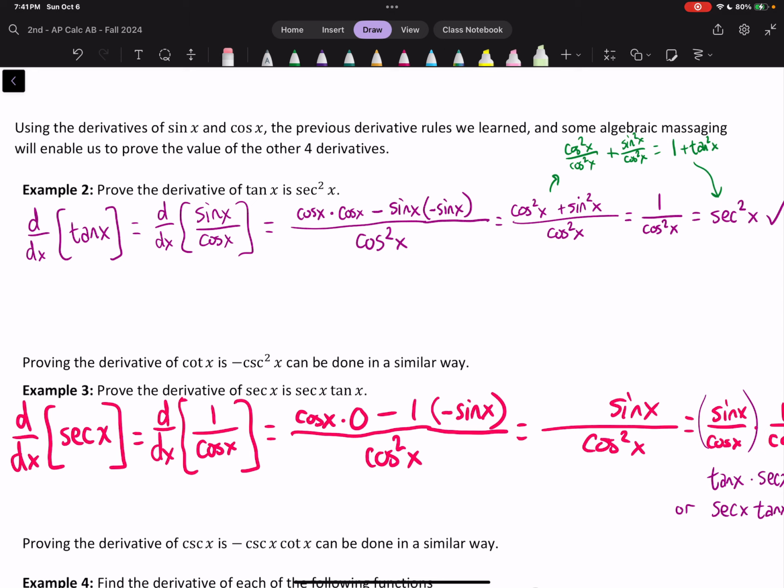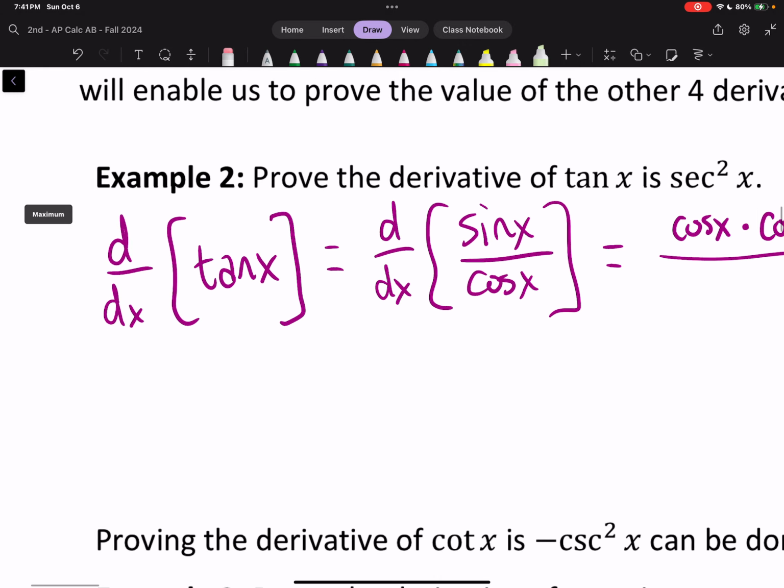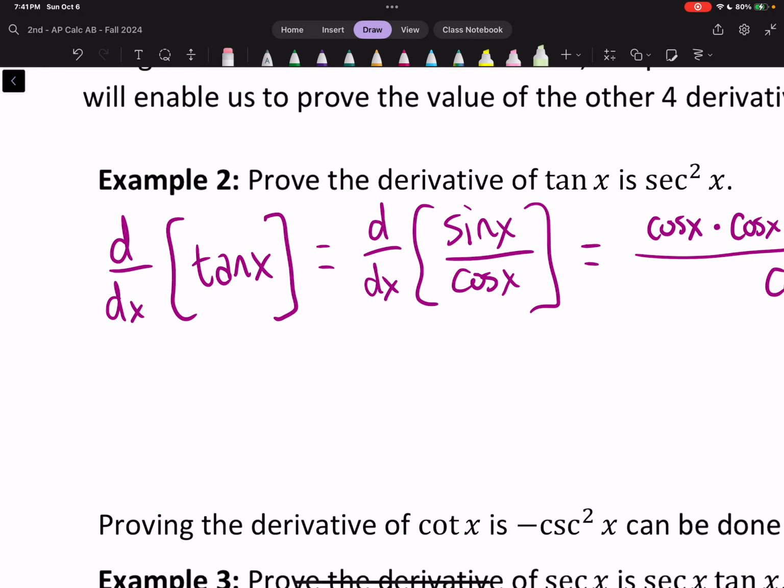going forward. Okay, so at the top, using the derivatives of sine of x and cosine of x, previous derivative rules we learned, and some algebraic massaging will enable us to prove the value of the other 4 derivatives. Okay, example 2 says, prove the derivative of the tangent of x is secant squared of x. All right, let's go through this one step at a time.